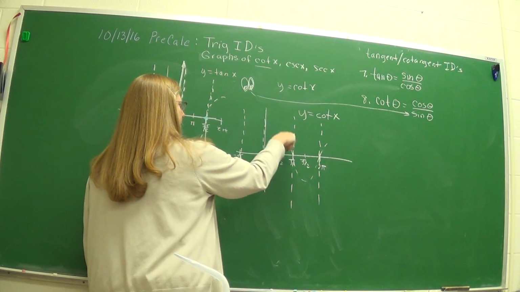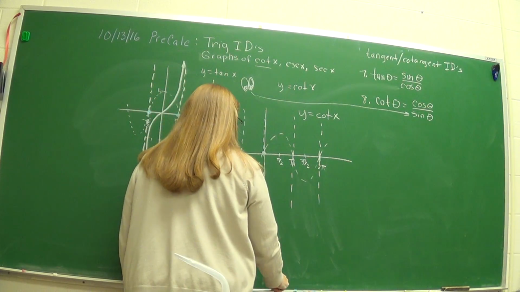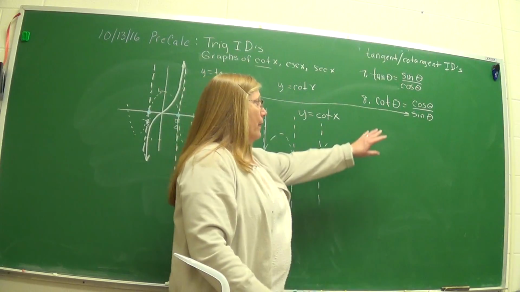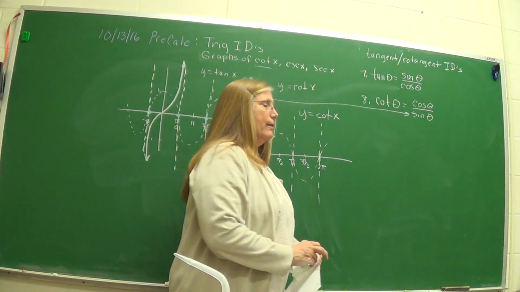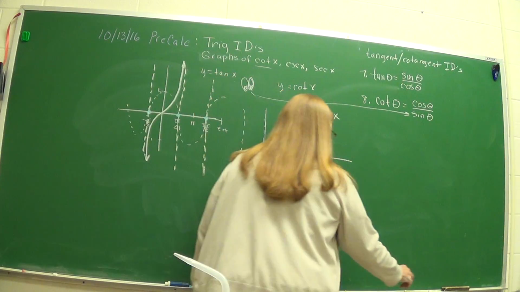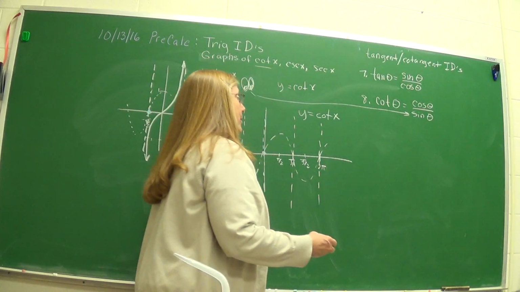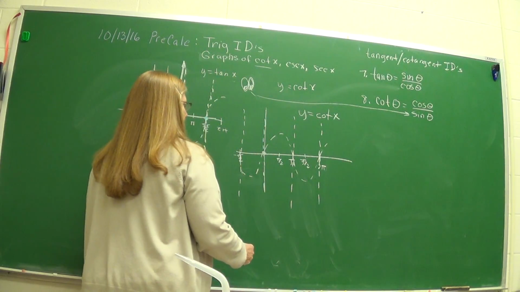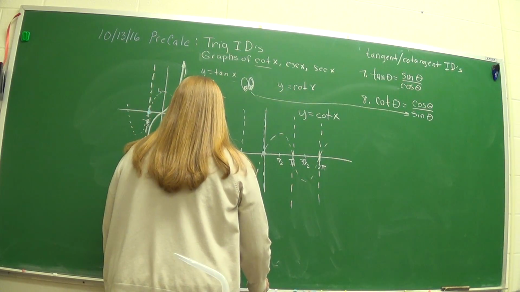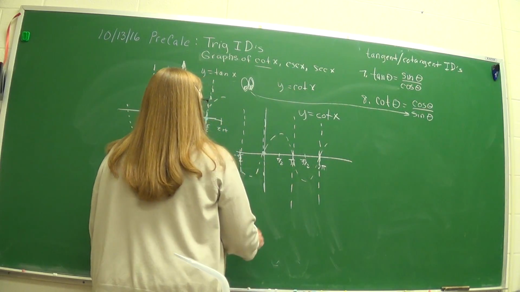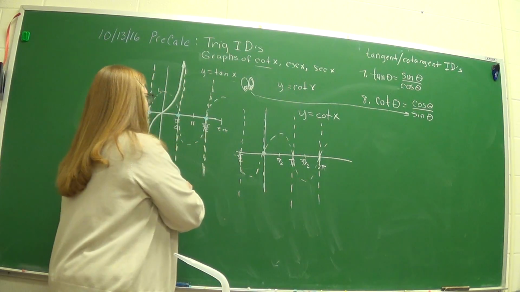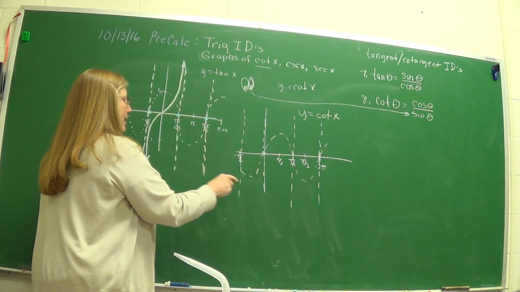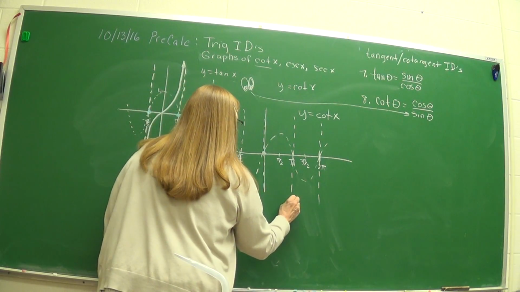Everywhere the sine curve crosses the x-axis is an asymptote for the cotangent curve because sine cannot be 0. And that's what cotangent is equal to, cosine over sine. So it turned out to be a backward snake. So it has different asymptotes than tangent, and it snakes backwards.